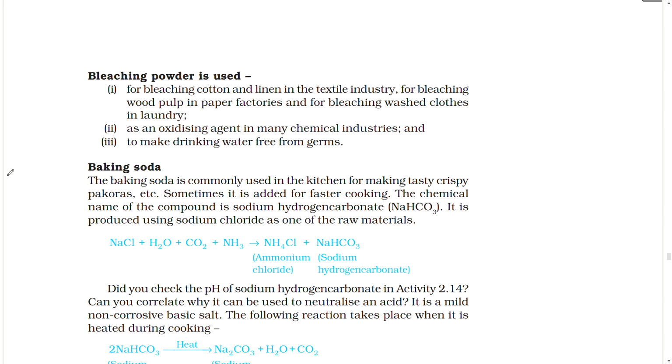Bleaching powder is used: 1. For bleaching cotton and linen in the textile industry, for bleaching wood pulp in paper factories, for bleaching washed clothes in laundry. 2. As an oxidizing agent in many chemical industries, and 3. To make drinking water free from germs.